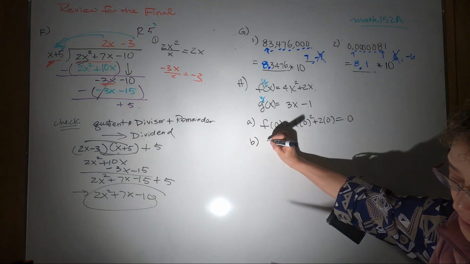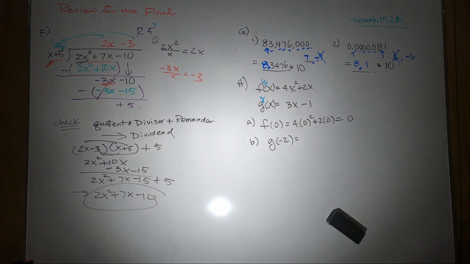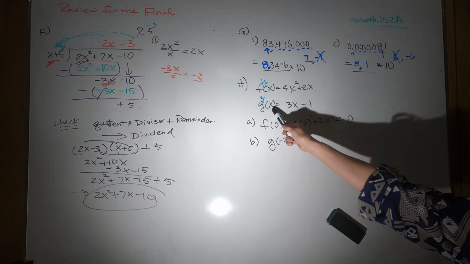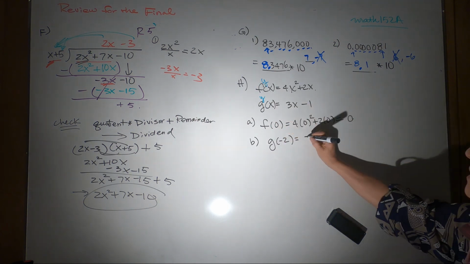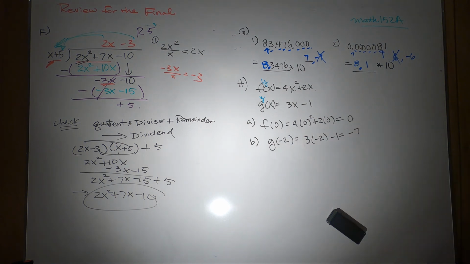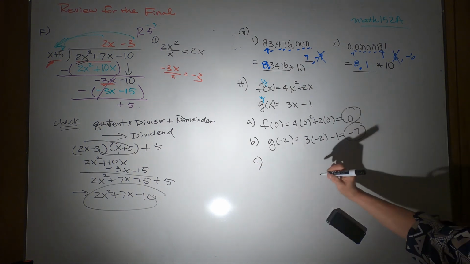Then for the next one, g of negative 2, what does it mean? For function g, x is negative 2. You plug in 3 times negative 2 minus 1, that would be negative 7. Right? Those are your answers.